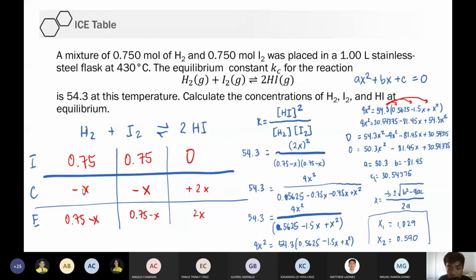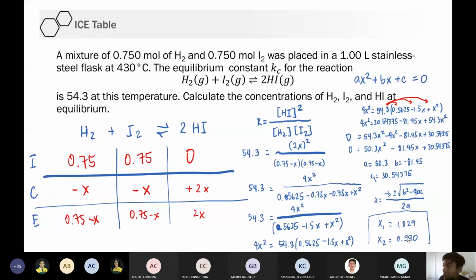Especially kapag isusubtract mo yon. Okay, so again, kapag pinag-subtract mo yan, tapos negative yung lumabas doon, mali yung x value mo. Okay? So you choose the x that is lower than your initial concentration. Okay? So ganun lang. Especially kapag isusubtract mo siya.